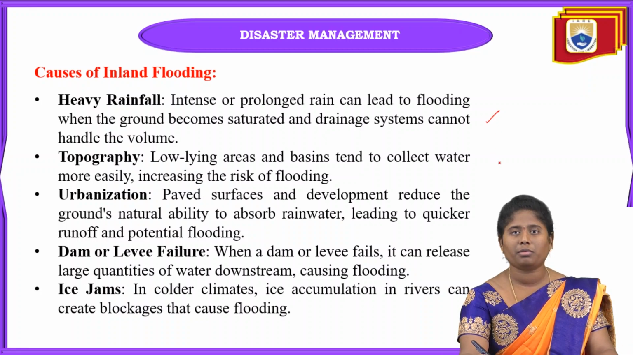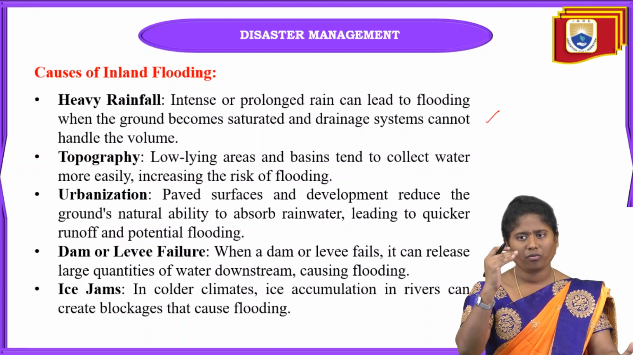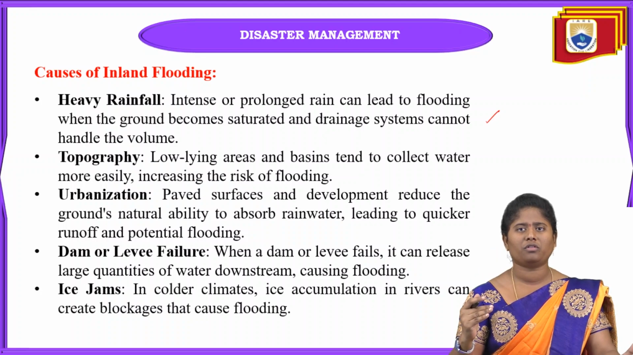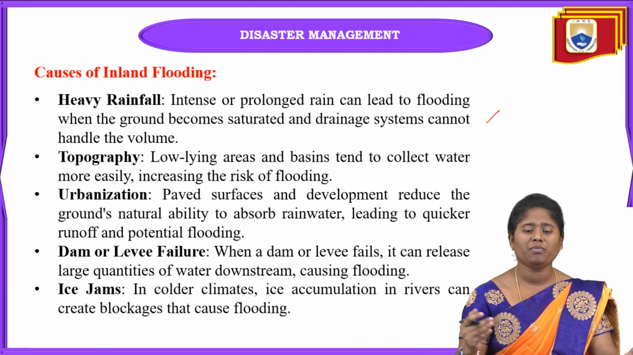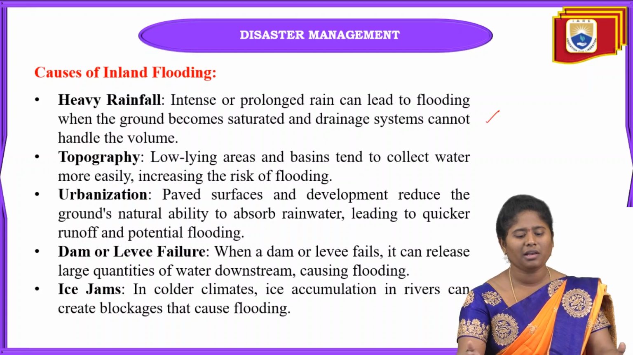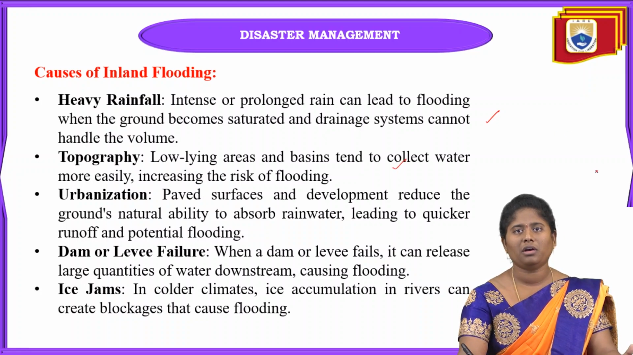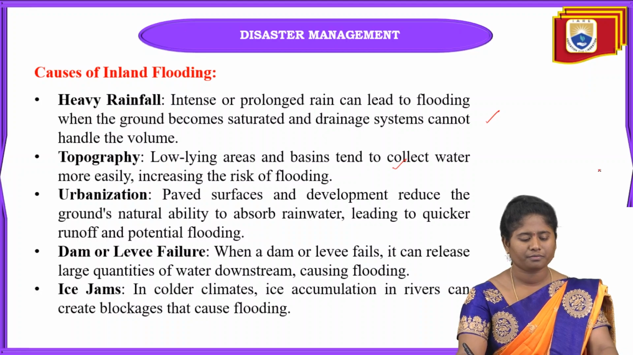Coming to the next one, that is topography. Low-lying areas, flat areas, and basins are affected when river water flows down from upstream to downstream. At that time, if there are any low-lying or flat areas, they will collect the water easily, and that will give rise to flooding in those areas.